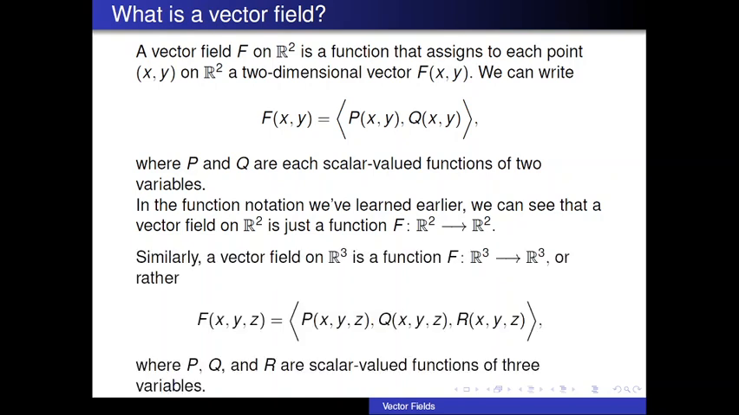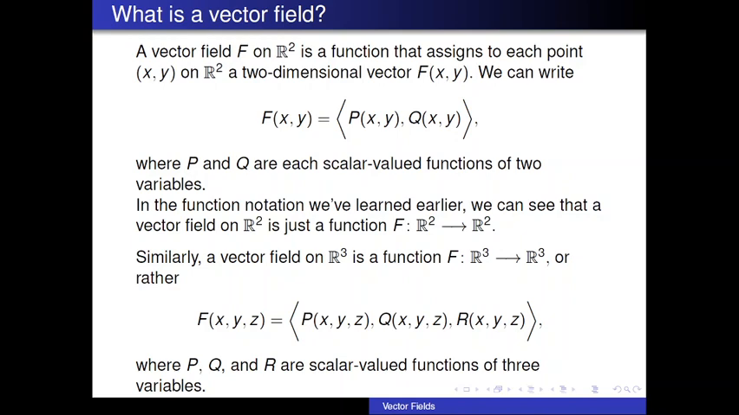Okay, and similarly, we could do this in dimension 3 as well. At each point of space, we can set down a three-dimensional vector, so that would be a three-dimensional vector field, putting a three-component vector at every point of space. And the way that we write one of those is with three scalar-valued component functions. We write those as P of x, y, z, Q of x, y, z, and big R of x, y, z.